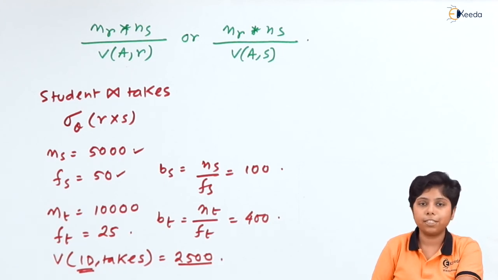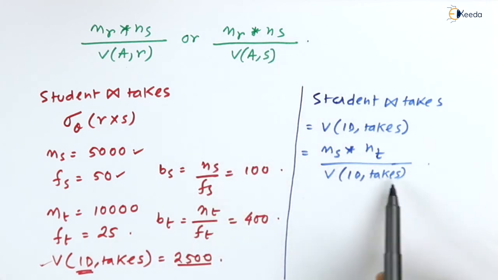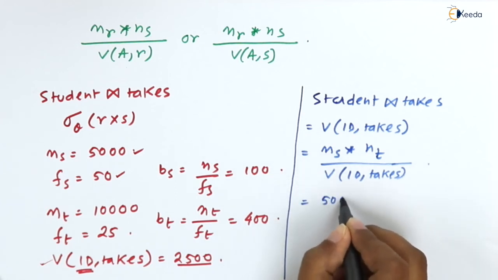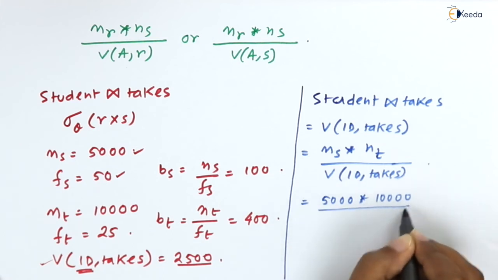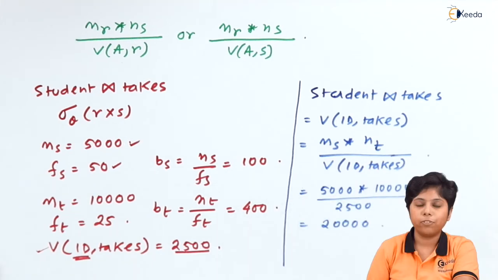Now we will calculate the size of student join takes without any information on the foreign key. First we have V(ID, takes) as 2500. So here we are calculating NR into NS by V(ID, takes), because takes belongs to this right side. So it can be calculated from 5,000 into 10,000 divided by 2500 to result in 20,000.